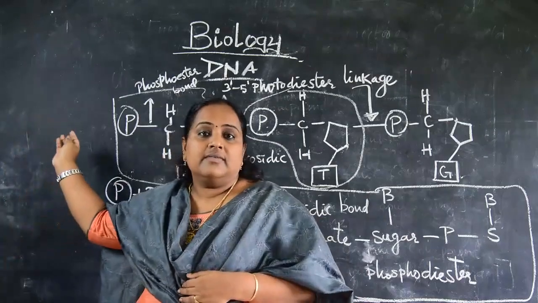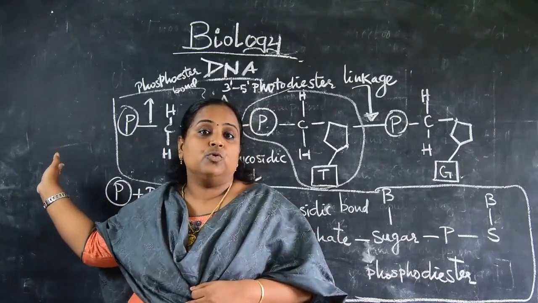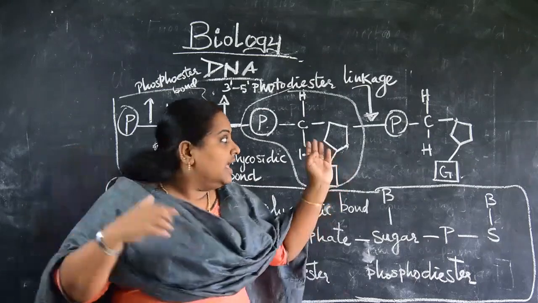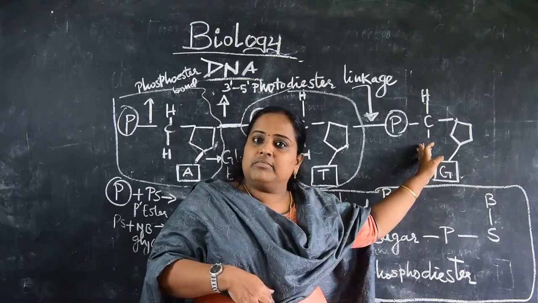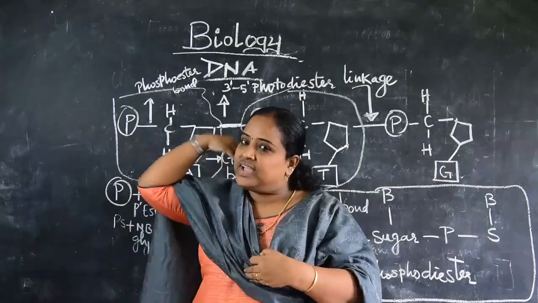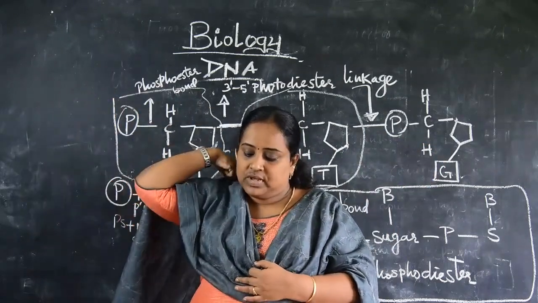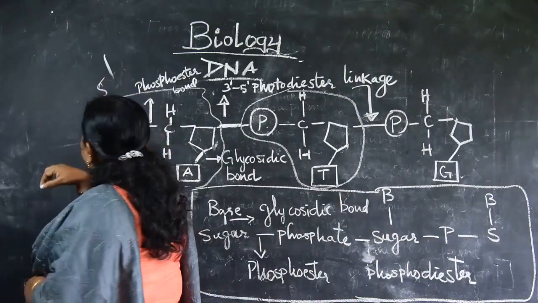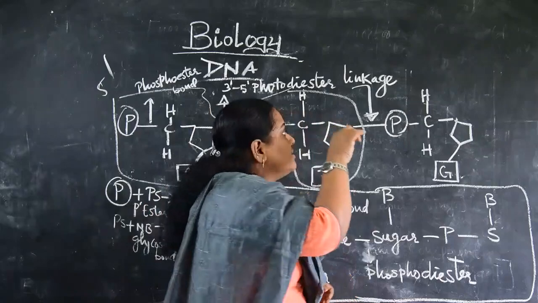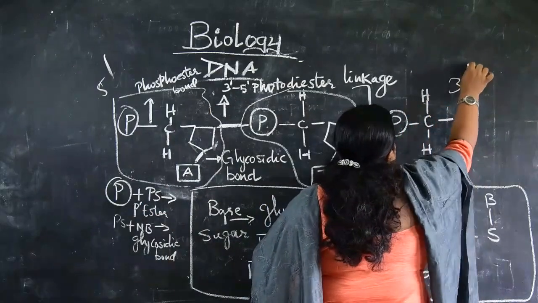So the end with the phosphate group is known as 5 prime end, and the other end which has the pentose sugar is known as 3 prime end or 3 dash end, or 5 dash end or 5 prime end. You can say it in any way. So I'll put it up for you. So 5 prime end, and here it is 3 prime end.